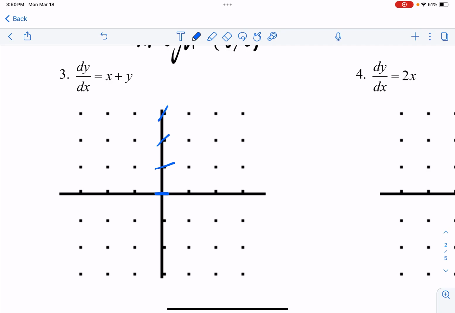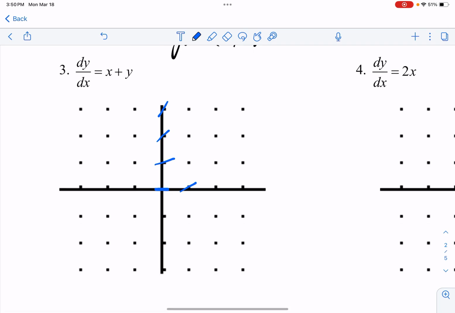Okay, let's look at 1, 0. So x equals 1, y equals 0. There we have a slope of 1 again. And you'll notice these are both slopes of 1. Okay, well, they exist on a diagonal. Let's see if that pattern holds true.